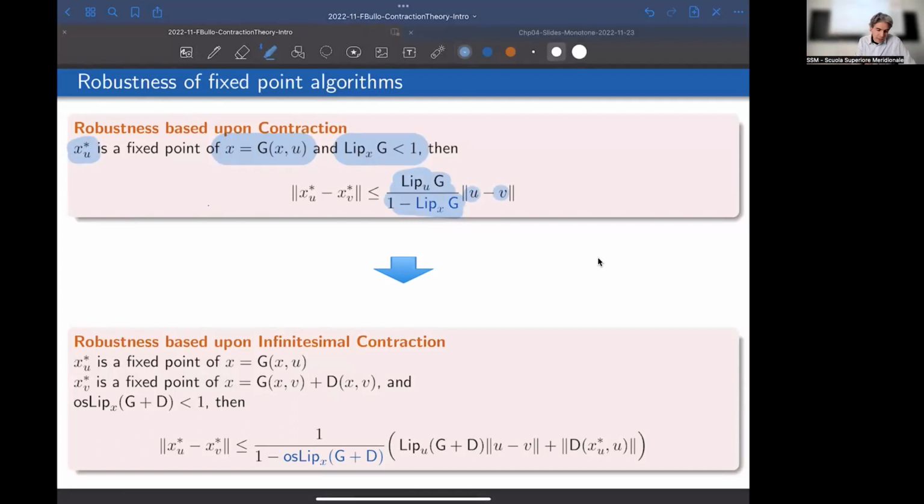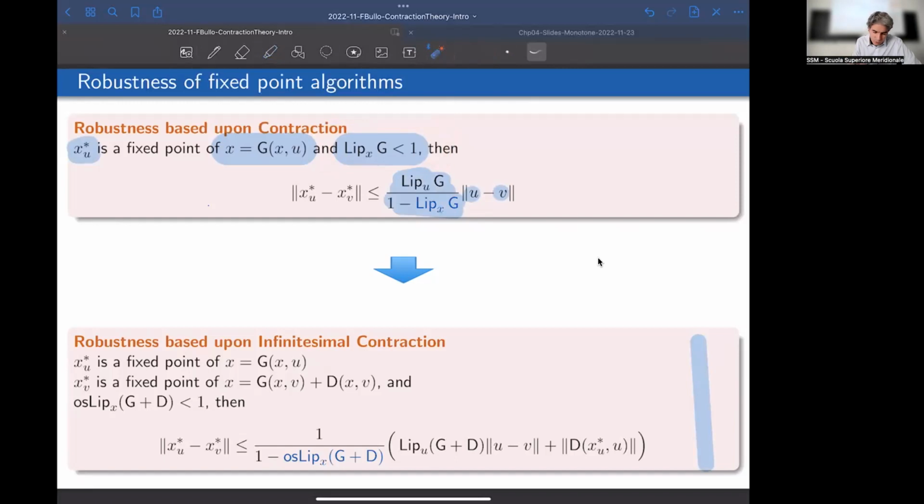Someone asks: is there some margin, some threshold, or does the Lipschitz constant really need to be less than 1? The question is whether one really needs this Lipschitz constant to be less than 1. Yes, strictly less than 1.